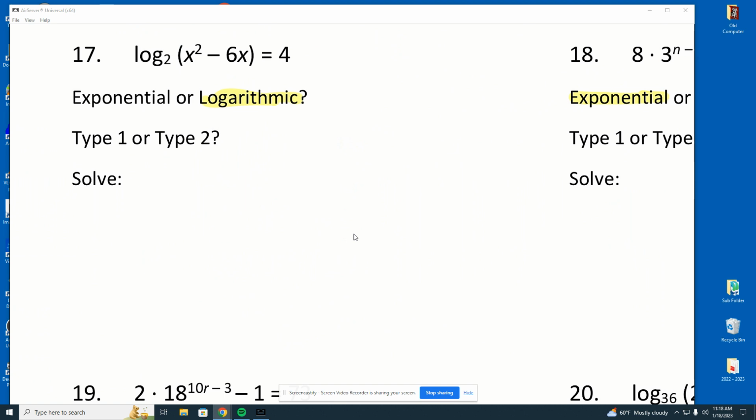Is it gonna have an extraneous solution? This is type 2. I won't have any extraneous tomorrow. Okay. So that's 2 to the 4th equals x squared minus 6x. So 2 to the 4th, okay, is 16. I have to do this second. Move that over.